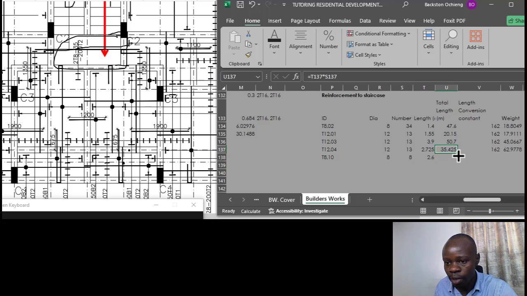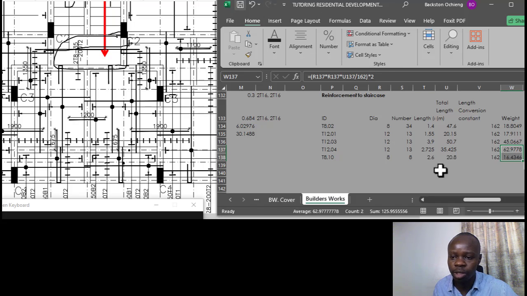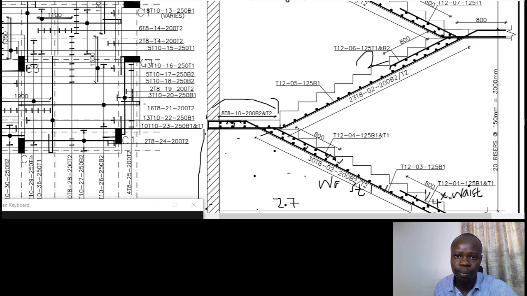Total length, the formula is already in place for us. This one is also in place, and the formula of the other part is also in order. So we move on to bar mark number 5. Bar mark number 5 is T12, 125, B1. So it's only at the bottom one. Okay, take note of that.